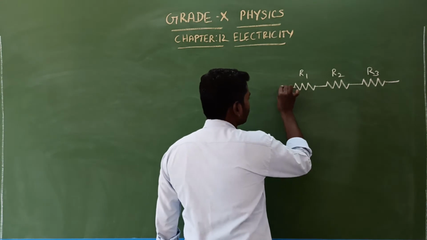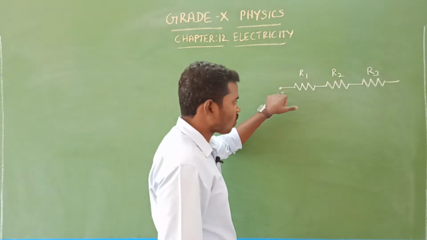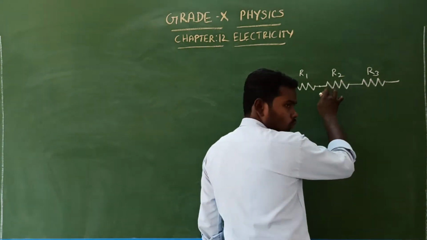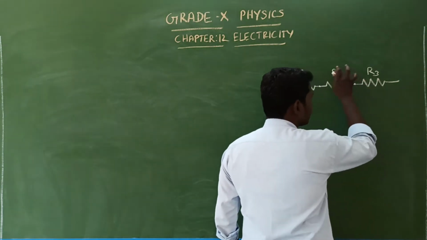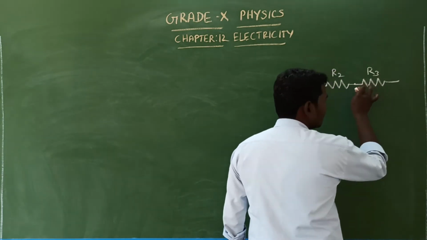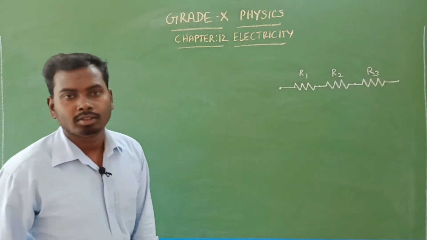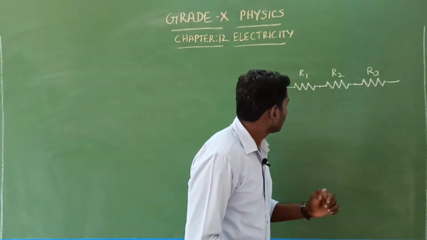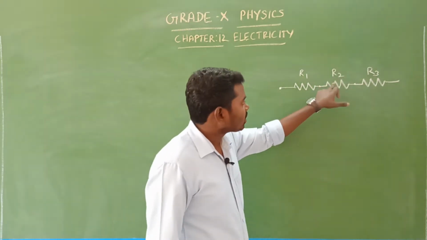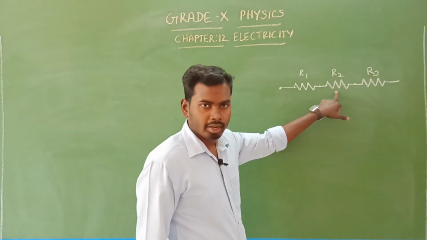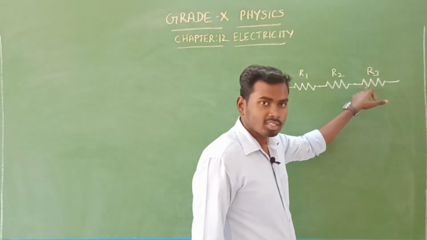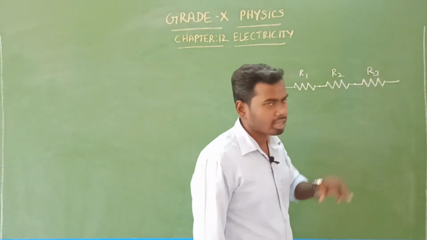This is one end of resistor 1, and this is the other end. This is the first end of resistor 2, and this is the other end of resistor 2. This is resistor 3, with one end and another end. Here one end of resistor 1 is connected to the other end of resistor 2. Then the other end of resistor 2 is connected to one end of resistor 3.